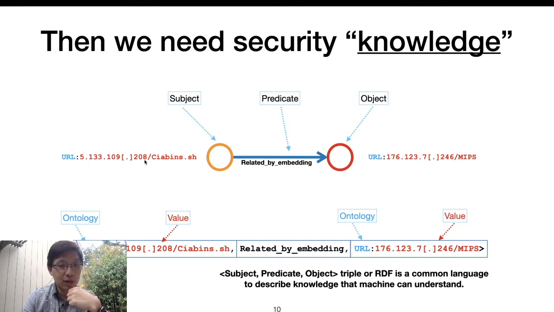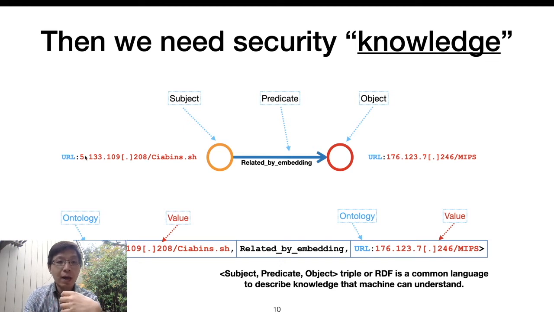5.133.109.208/CLBINS. Why do we define it in this way? Because we want to solve the confusion across different model outputs. One model can output a URL as 5.133, the other model can output an IP as 1.3. We know IP is IP, URL is URL category. We cannot make a connection in between. With such a definition, we can represent all these model outputs in a unified way.